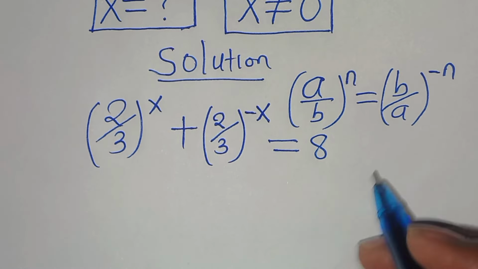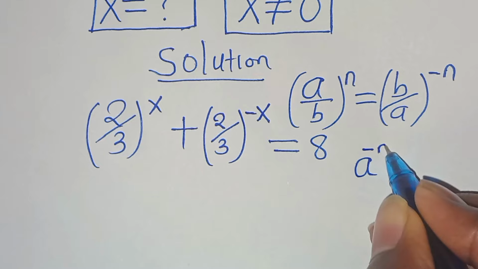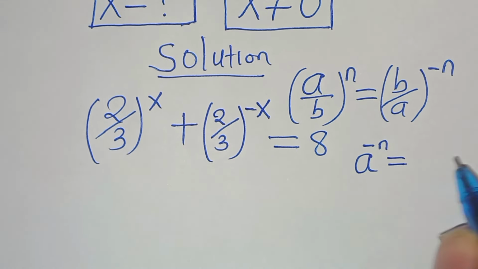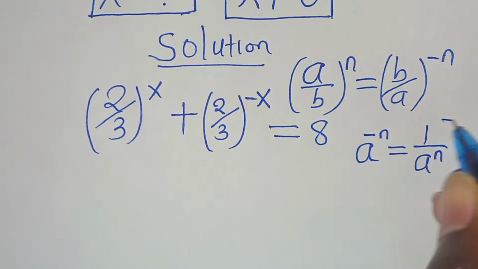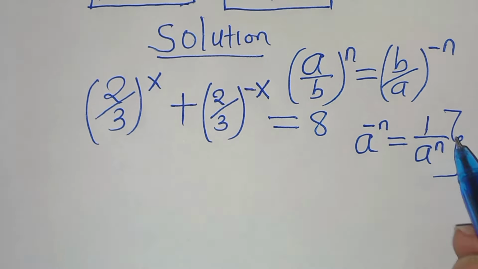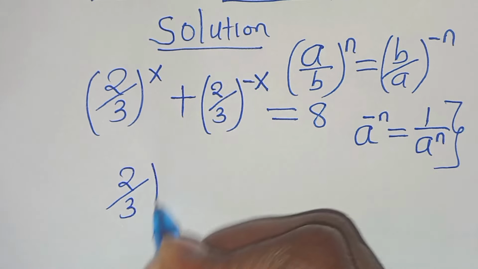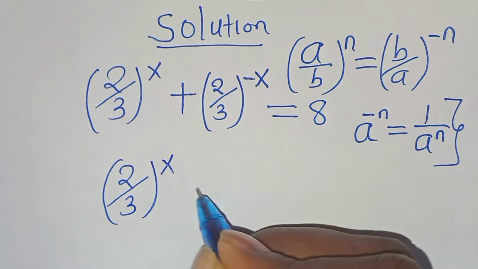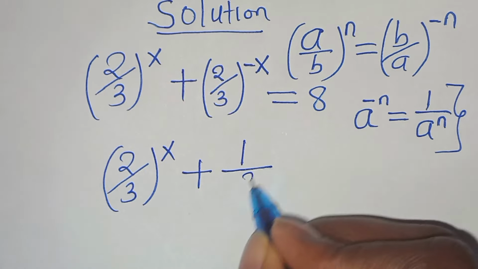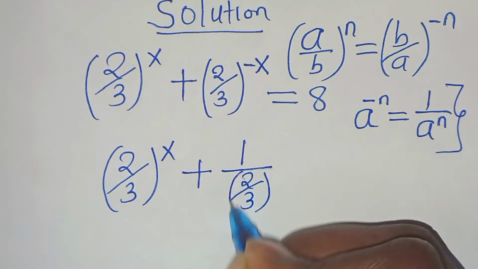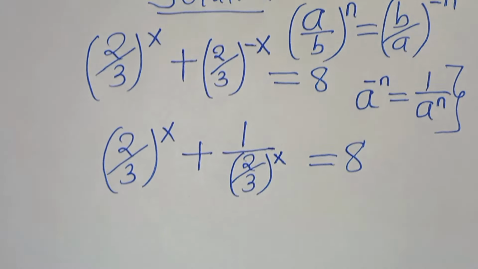Now, we have that a^(-n) is the same thing as 1 over a^n. Applying this property as well, we have (2/3)^x plus 1 over (2/3)^x. This is equal to 8.